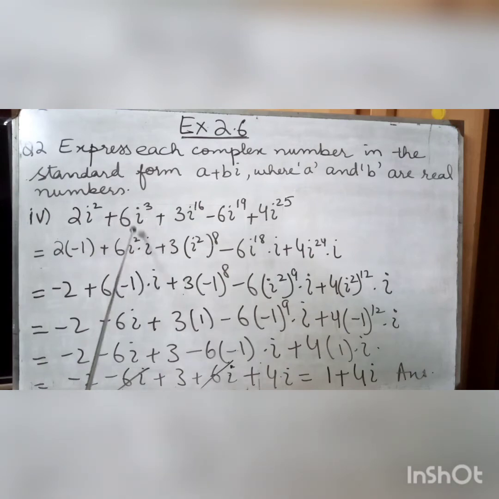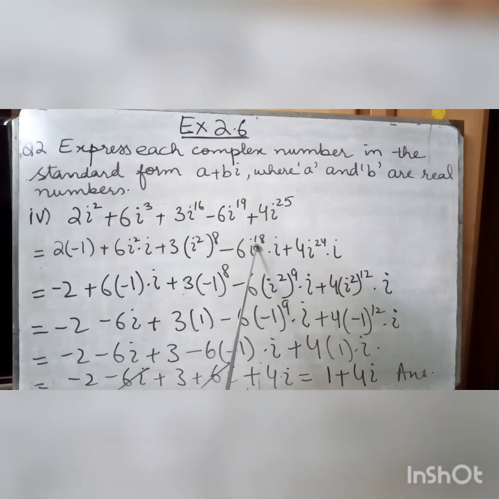Iota cube can be written in this form, iota square multiplied by iota. Iota 16 can be written in this form, iota square with exponent 8. Iota 19 can be written in this, iota 18 multiplied by iota. Iota 25 can be written in this form, iota 24 multiplied by iota. So we can convert them into iota square. Therefore, iota square is equal to minus 1.